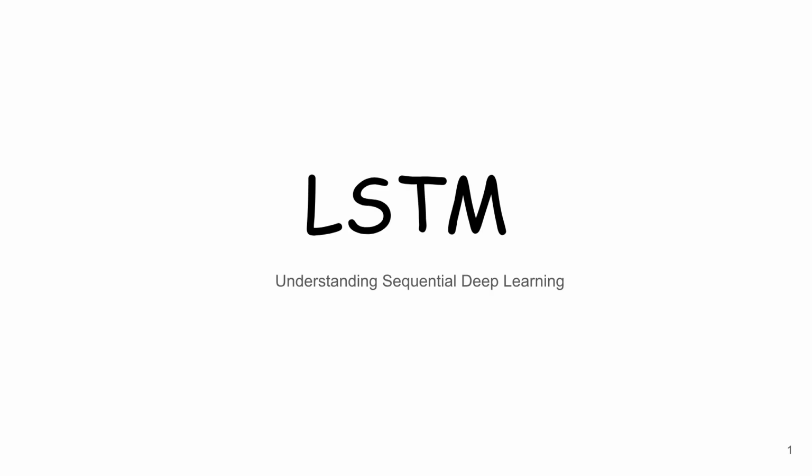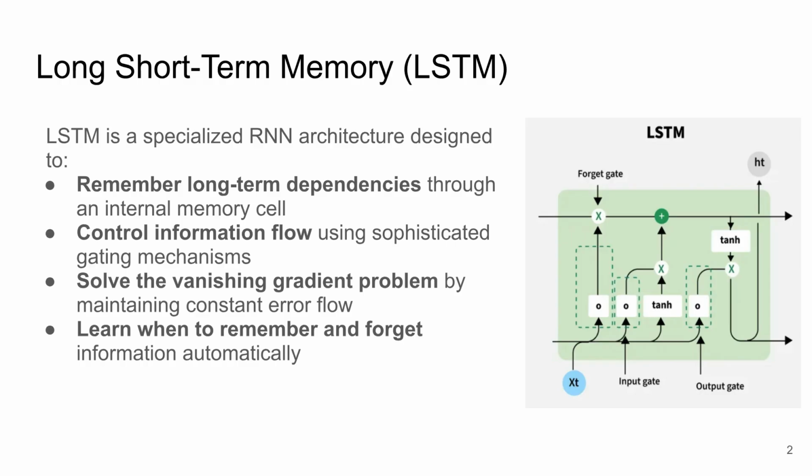LSTMs are one of the most important architectures in deep learning, especially for natural language processing and sequence modeling tasks. Let's get started. Let's begin by understanding what makes LSTM special. LSTM is a specialized RNN architecture that was designed to address the fundamental limitations of standard recurrent neural networks. First, LSTMs can remember long-term dependencies through an internal memory cell. This is crucial because many real-world sequences require understanding context from far back in the sequence.